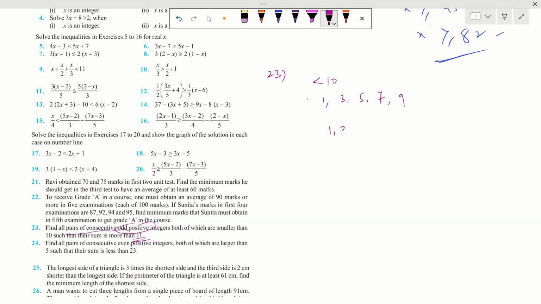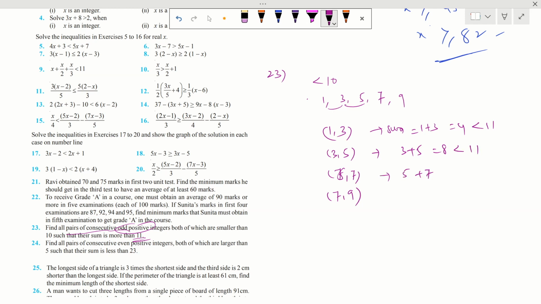Okay, I will write the pair 1 comma 3, then 3 comma 5, 5 comma 7, and 7 comma 9. So if we add the sum of these, what is the sum? 1 plus 3 is 4. It is less than 11. And here the sum is 3 plus 5 is 8, so this is also less than 11. And here 5 plus 7 is 12, this is greater than 11.